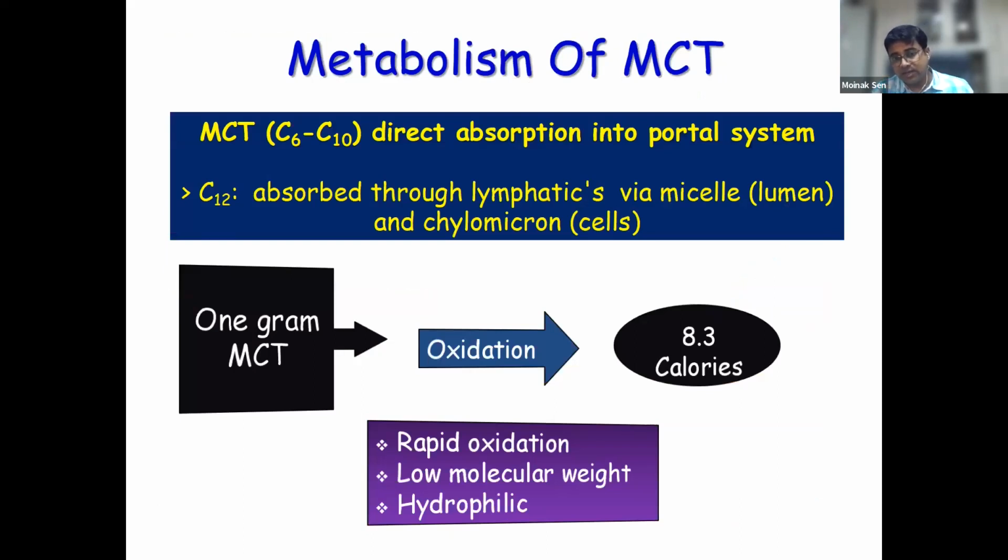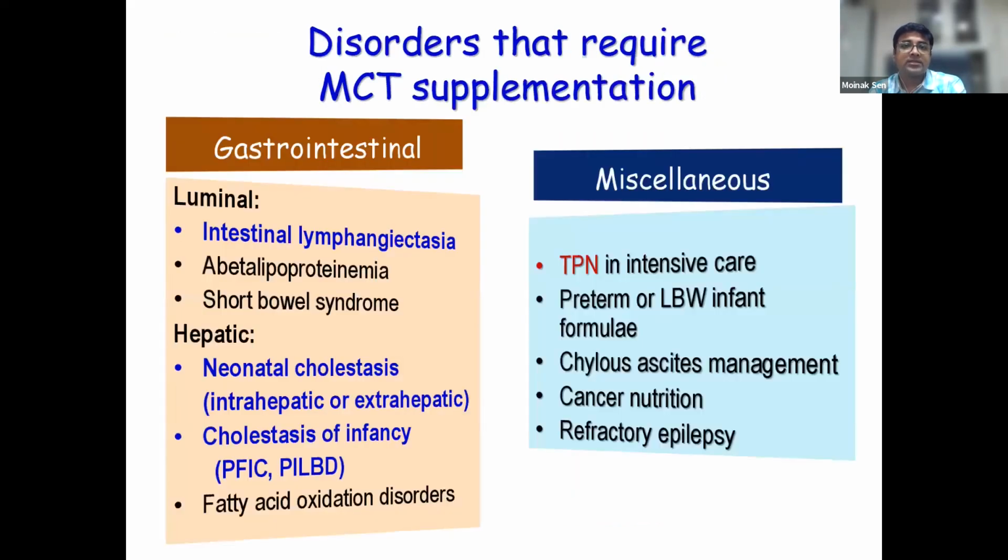Medium chain triglycerides are very important, as I have told you. That's an important part of our management of cholestasis. Medium chain triglycerides are directly absorbed into the portal system. They give about 8.3 calories when they are broken down. And these are important in conditions such as intestinal lymphangiectasia, abetalipoproteinemia, short bowel syndrome, cholestasis, and also in TPN and preterm low birth weight care.